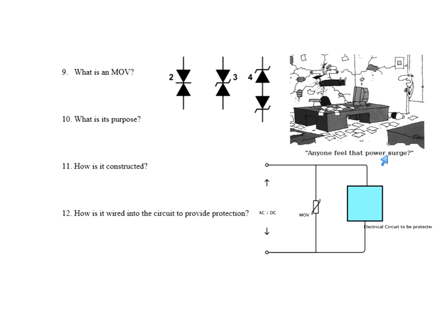Now, how is it wired into the circuit to provide protection? It's always in parallel with the load. All right, there you go. There are two extra diodes that are different than the common diode. So we've talked about three: the basic rectifier diode, the Zener diode, and the MOV. Okay, there was one more. What was the other one we had to talk about? Anybody remember?